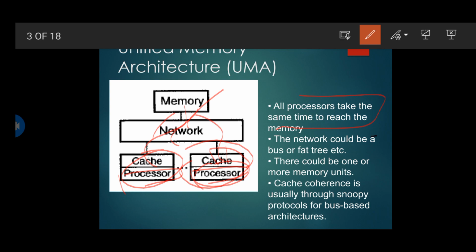The network could be a bus or a fabric network. There can be one or more memory units, and even if there is more than one, the time remains the same. That's why we call it a unified memory architecture. Cache coherency is usually maintained through Snoopy protocols for bus-based architectures.